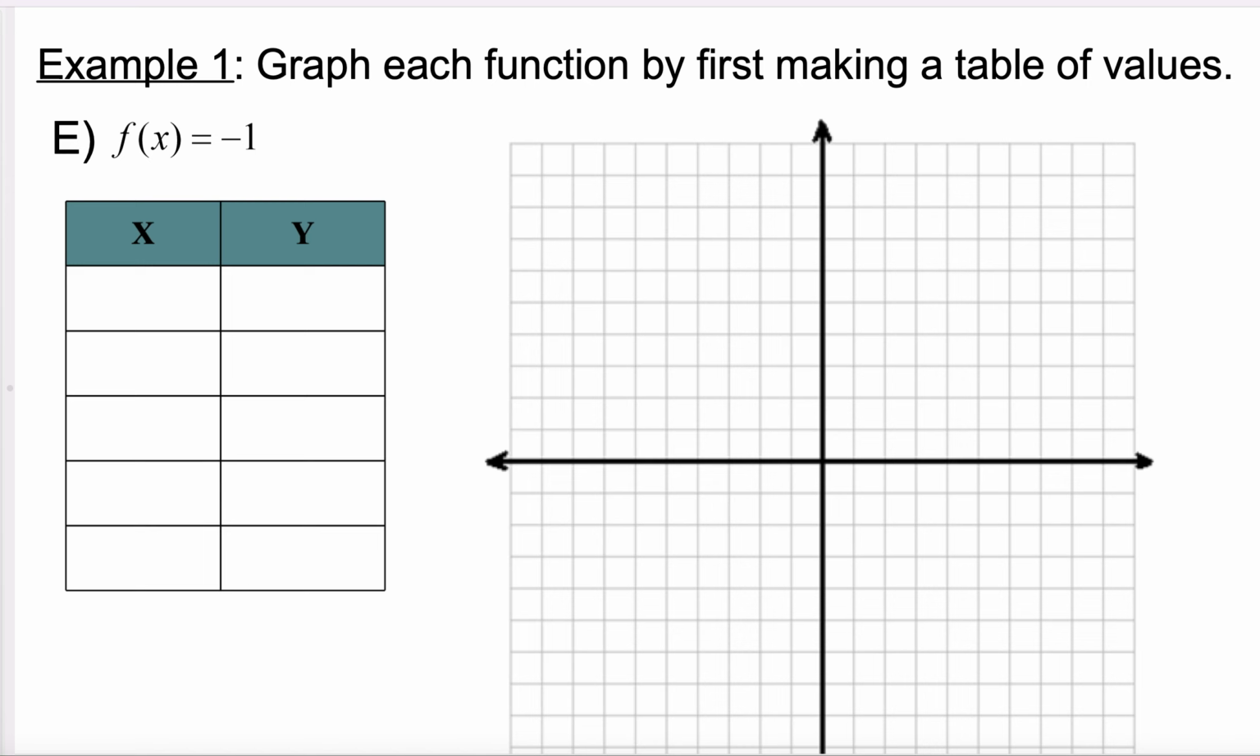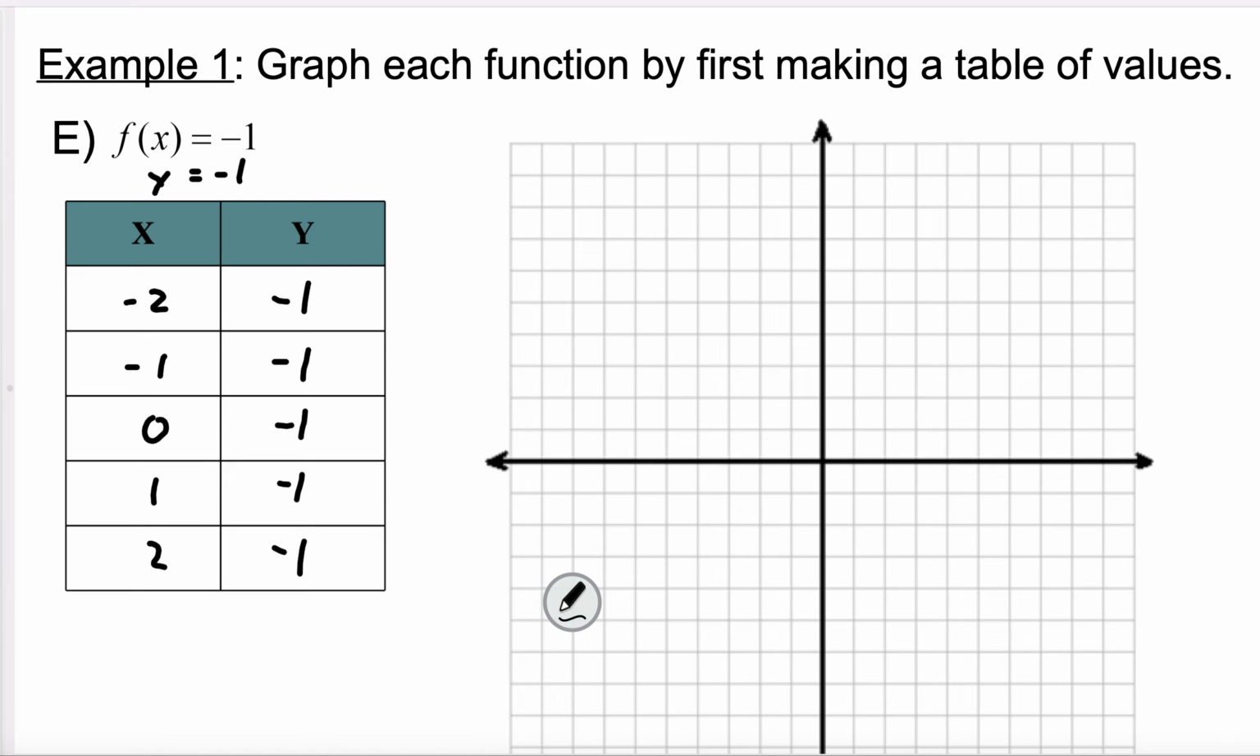Graph this set here. We've got f of x equals negative 1. Now, interesting enough here, if you remember, f of x is just saying that your y values are all negative 1s. There isn't an x to plug in, so what comes out of this is all going to be negative 1s. You can pick whatever x values you want because there isn't an x in here, so I can pick negative 2, negative 1, 0, 1, 2.